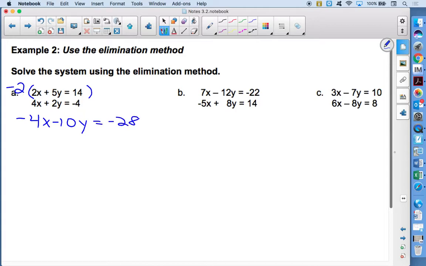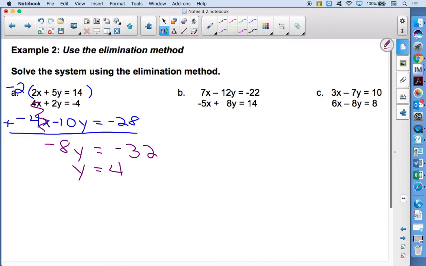we can just multiply the top one by negative 2, and then we can eliminate the x's by adding these equations together. So my 4x and negative 4x, that's the elimination part, they cancel. And then 2 and negative 10 make negative 8. Negative 4 and negative 28 make negative 32. So you get y is 4. If we eliminate the y, then you'd have an x equals something.